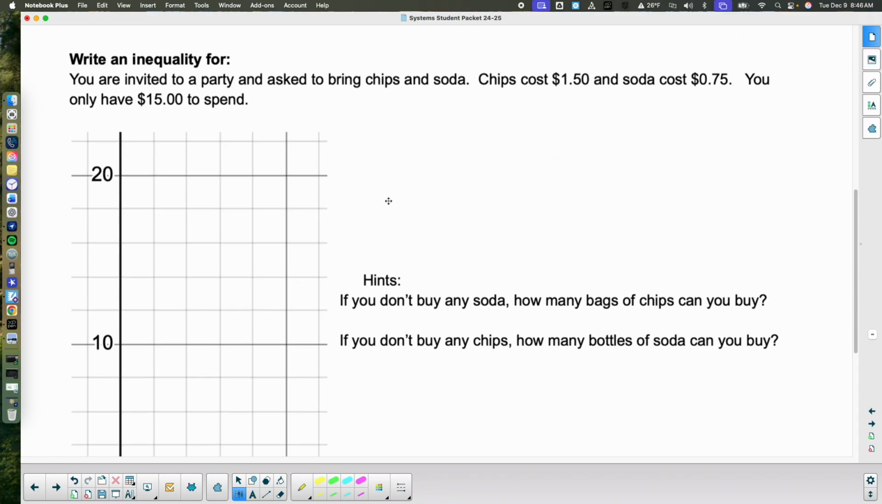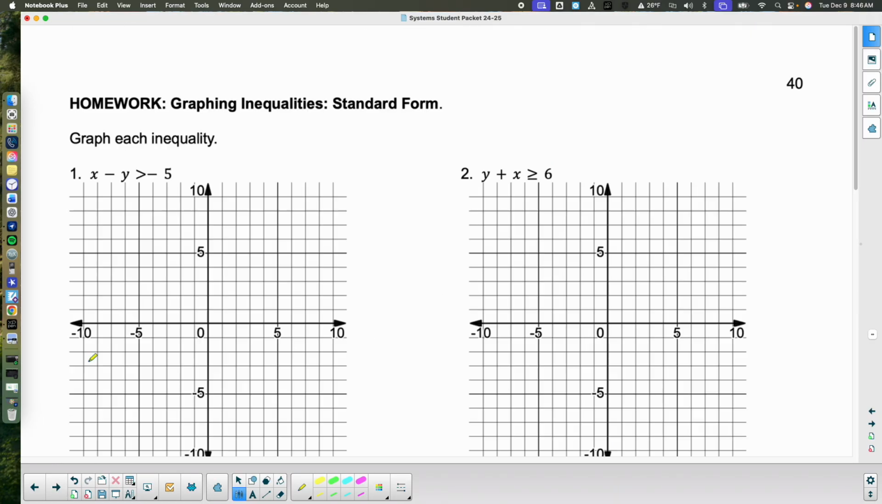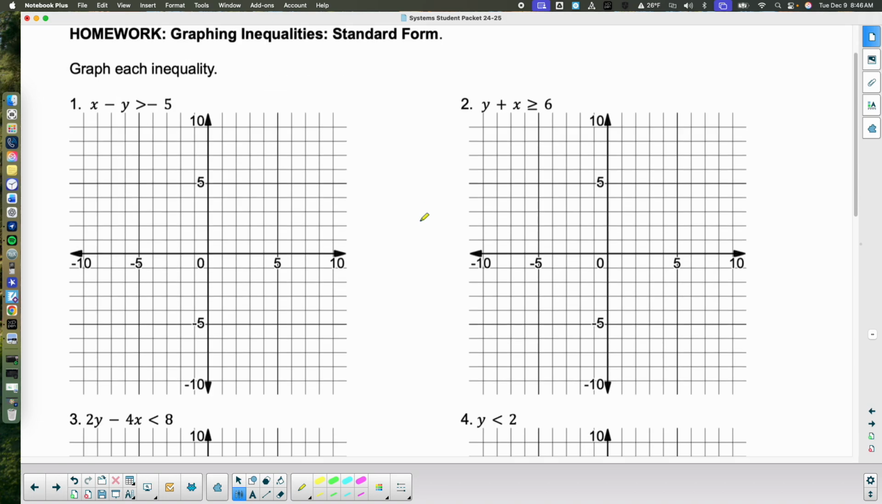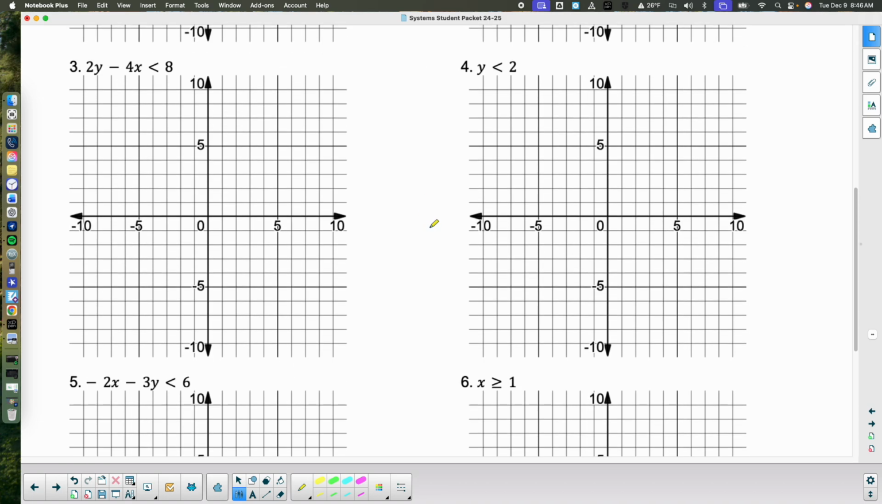Okay, nope, I don't want to do the word problem yet. Here. I would like to try number 3. The 2y minus 4x is less than 8, so that we can do all the different parts of it.